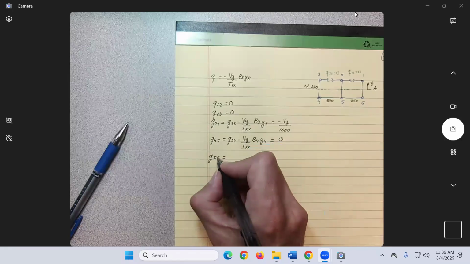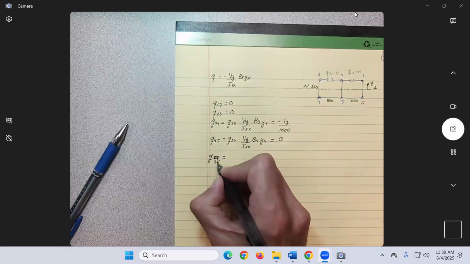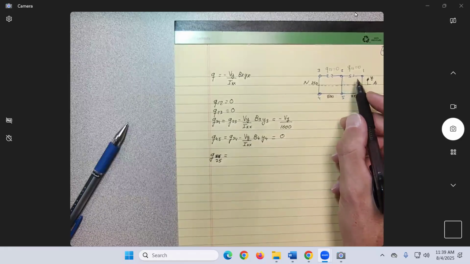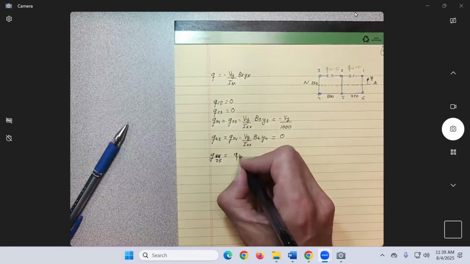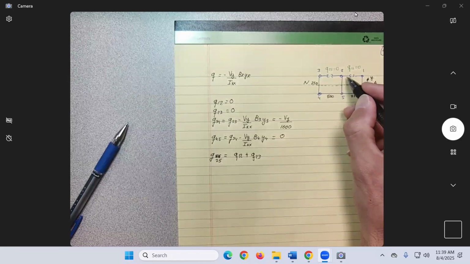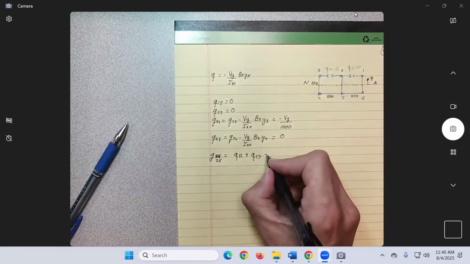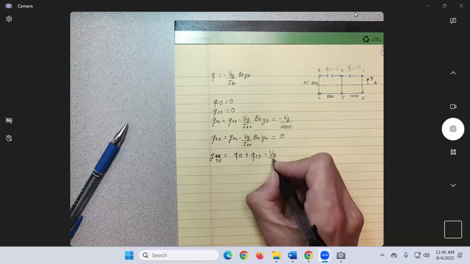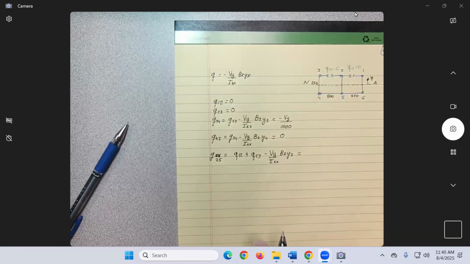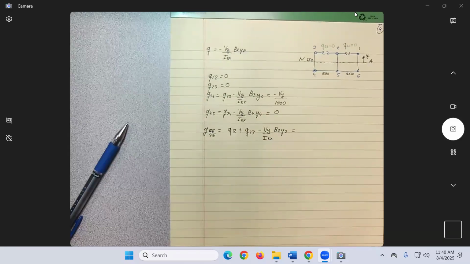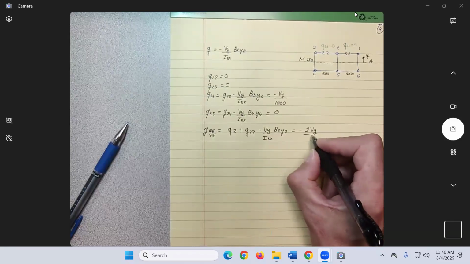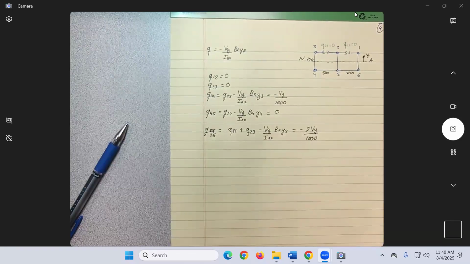Let's do first Q25, otherwise we're going to run into a problem. Q25 will be equal to what? Will be equal to Q12 plus Q23. I'm going from here to here. So you have Q23 going minus Vy over Ixx B2 Y sub 2. And if you do that, you get minus 2 times Vy divided by 1000.